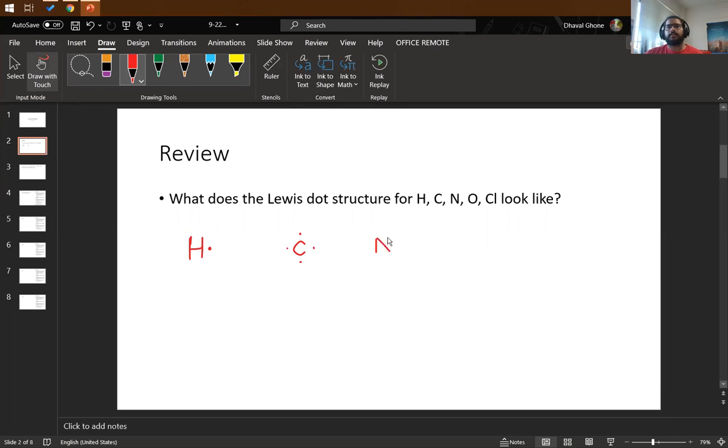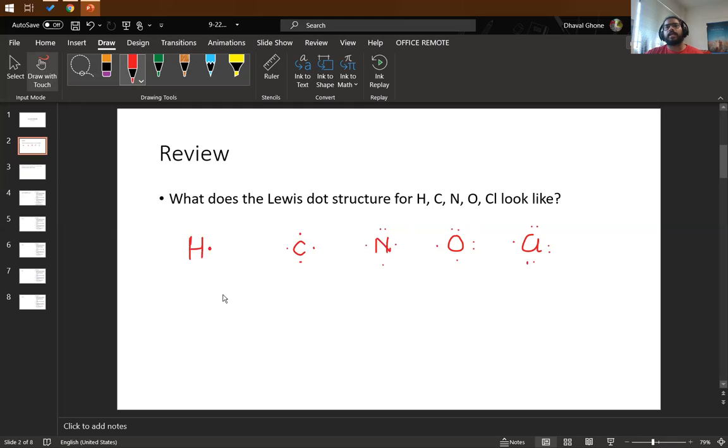Nitrogen has 5, and so I'll draw 1, 2, 3, 4, and the fifth one gets paired up with the first one. Oxygen has 6 valence electrons, and so oxygen looks like this: 1, 2, 3, 4, 5, and 6. Chlorine has 7 valence electrons. So chlorine looks like this: 2, 3, 4, 5, 6, and 7.